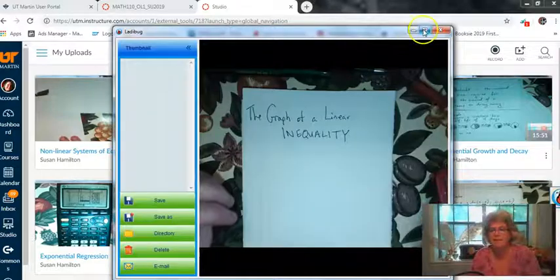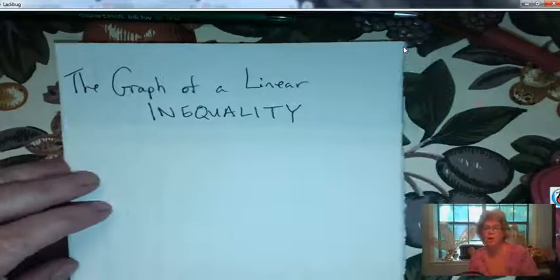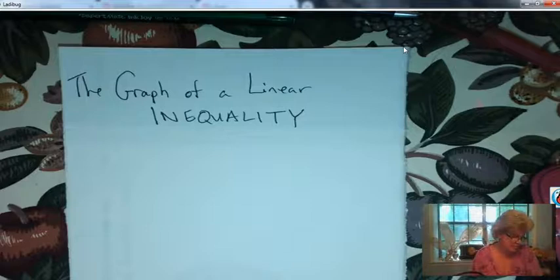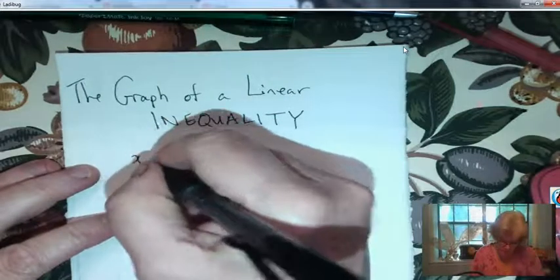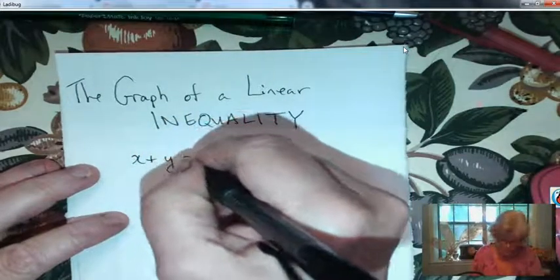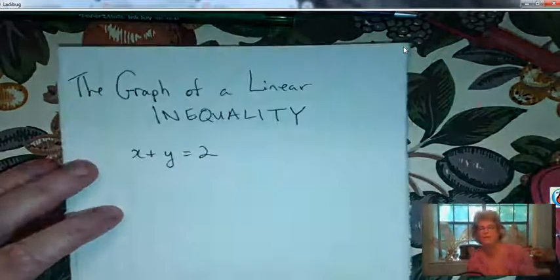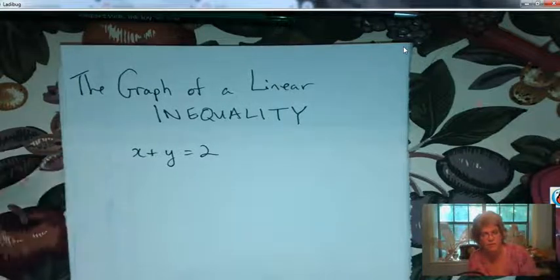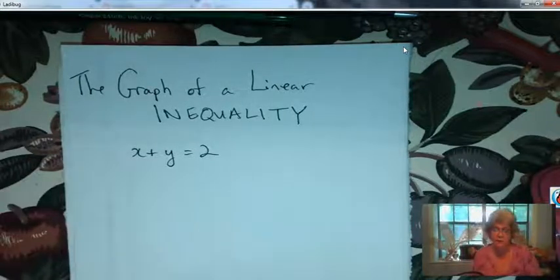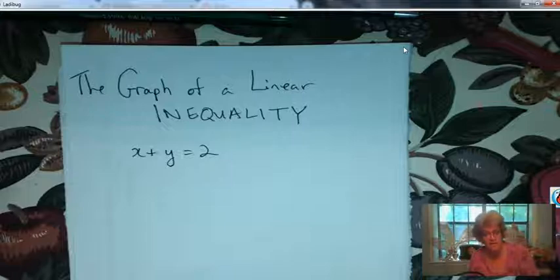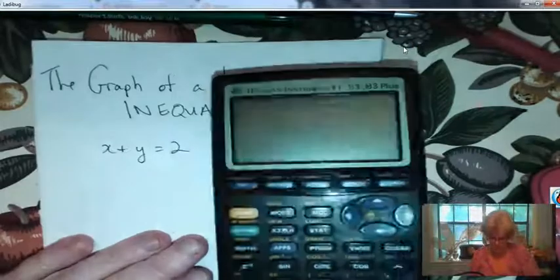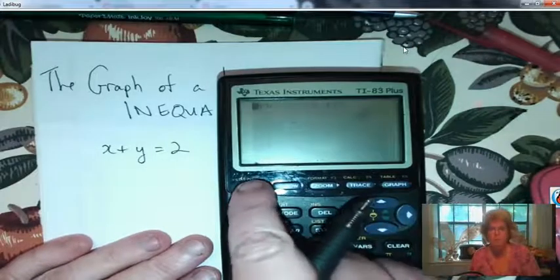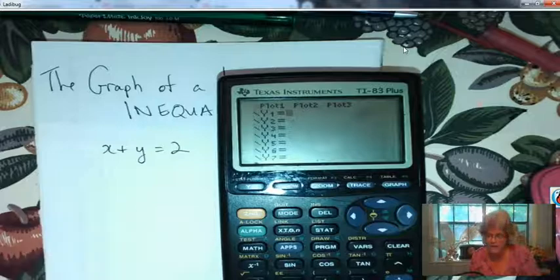Okay, today we're going to be looking at the graph of a linear inequality. So, first of all, what's that? Well, that's the equation of a line, and so its graph will be a line. Now, if you wanted to see that in the graphing calculator, it has to be in the form y equals.